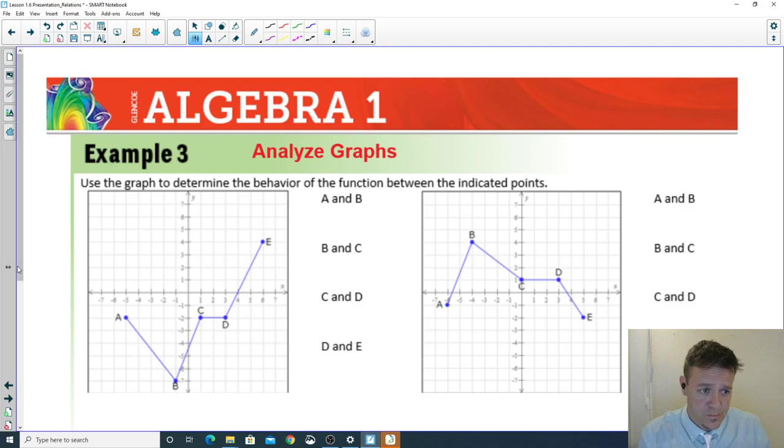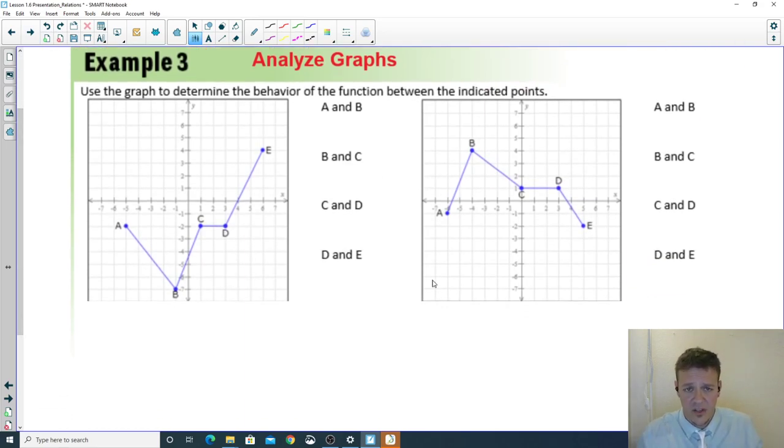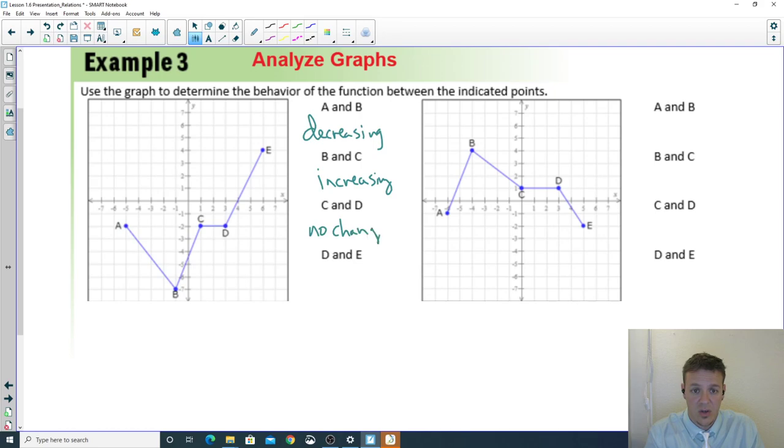Last one here, and we're going to talk about basically determining the behavior of a function. Okay, so tell me what is this graph doing between A to B? This relation is actually decreasing. From B to C, it would be increasing, right? Because the slope is going up. You guys know it's positive. C to D would be no change. And then from D to E is increasing.